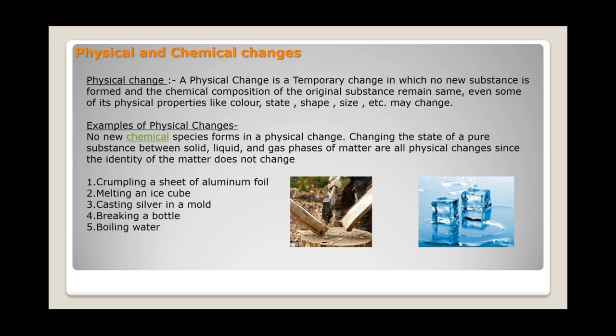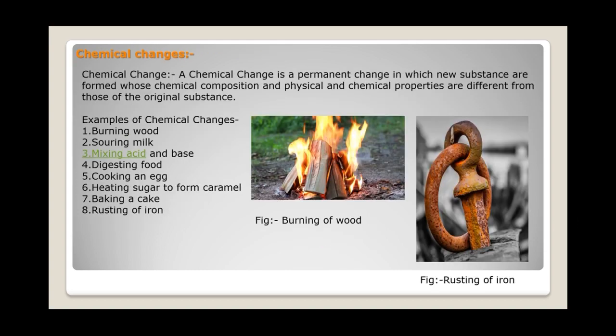Now move to chemical change. In a chemical change, look, we burn wood. Wood changes into ash. Ash is a new product with new properties, and we cannot recover wood from the ash. So that change is irreversible. That is chemical change. In a chemical change, there are new substances formed. So a chemical change is a permanent change in which new substances are formed whose chemical composition and physical and chemical properties are different from those of the original substance.